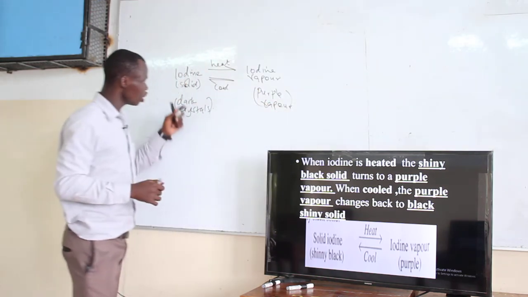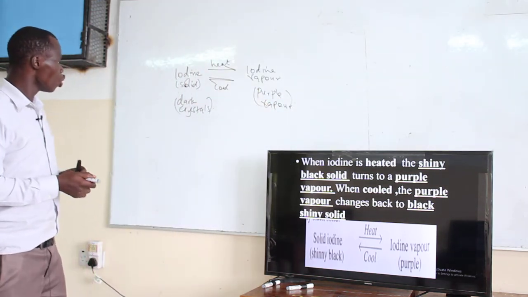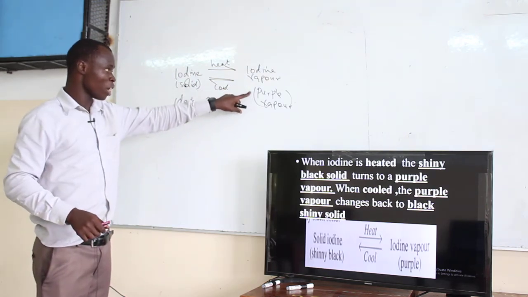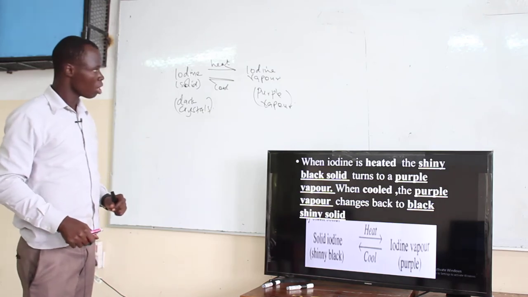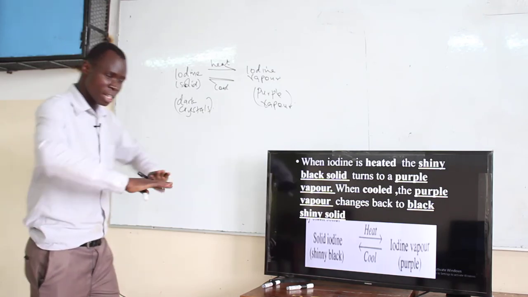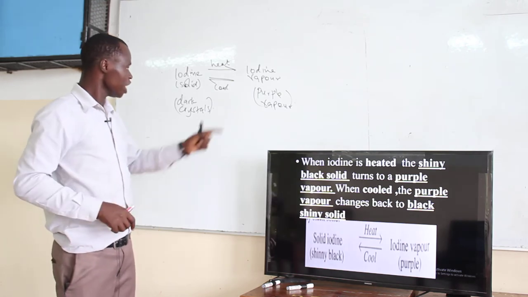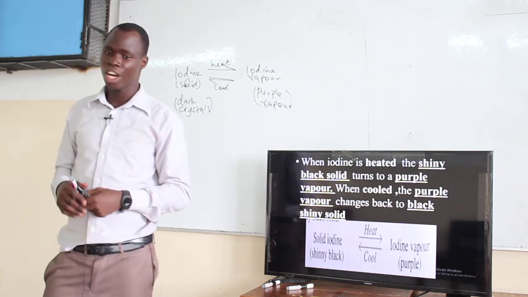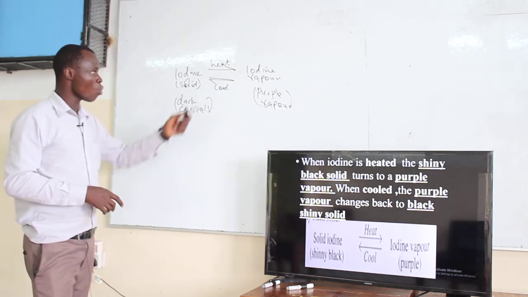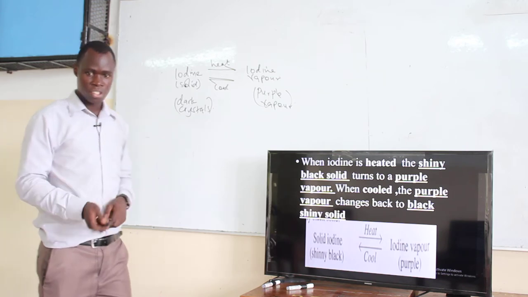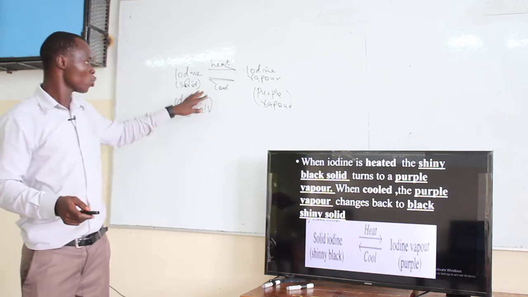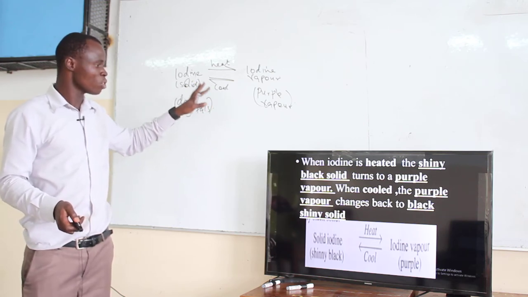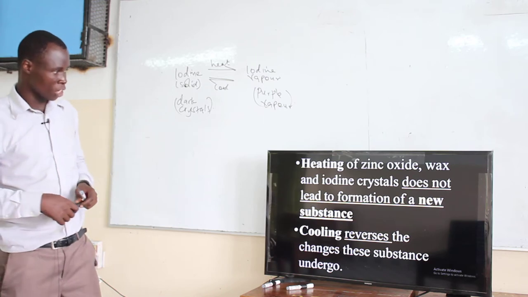Now if you take iron and heat it, iron is going to turn into vapor, which is purple. But if you take that purple vapor and leave it in the air, it is going to turn back into solid iron. So in other words, no new substance is formed when it is cold. And these are three examples that represent temporary physical change, or rather physical temporary change.